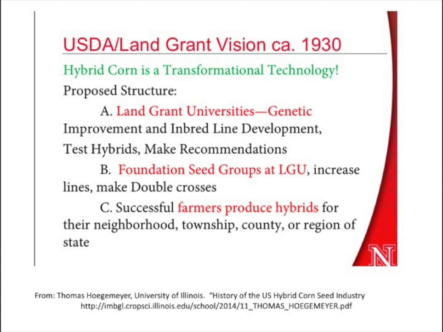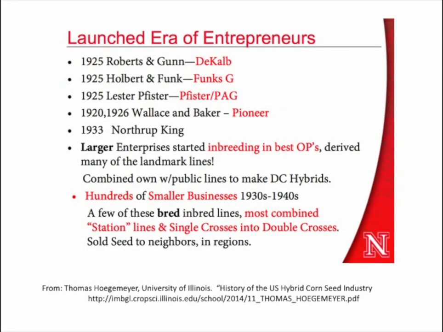Once those inbred lines were developed, foundation groups would produce them in larger quantities, and then in the original thought, successful farmers would produce the hybrids. As it turns out, it was specialized companies that produced those hybrids. As a result, we saw the launch of many companies that would produce hybrid seed corn, and you see some of those listed here.